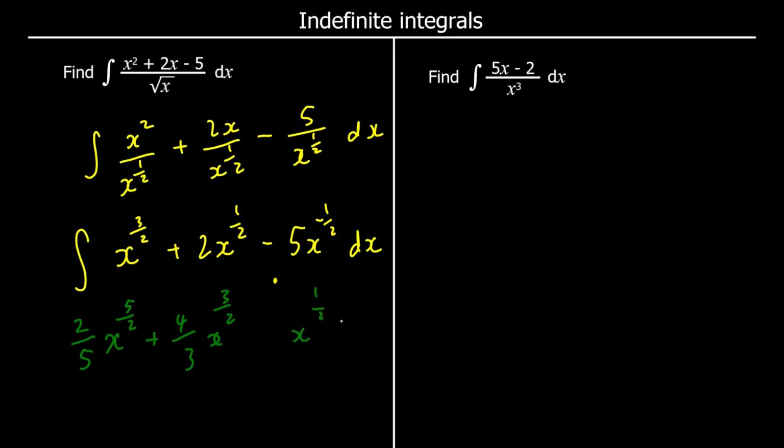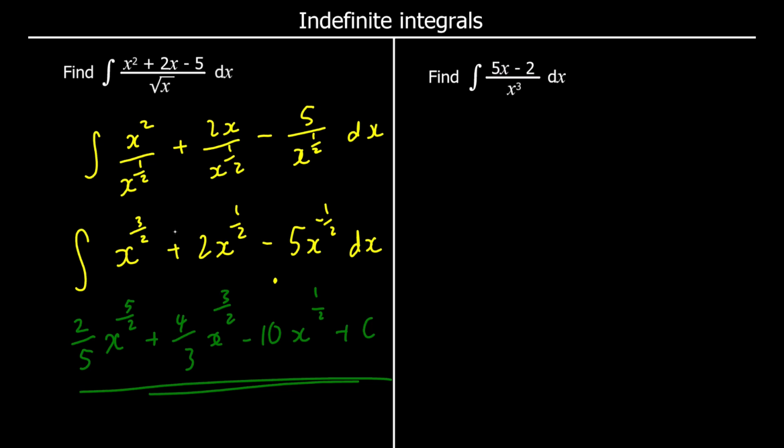Dividing by a half is the same as timesing by 2. And we plus c on the end. So for each term, I've added 1 to the power and then divided by the new power. Whenever I'm dividing by a fraction, I flip it over and change it to a times.